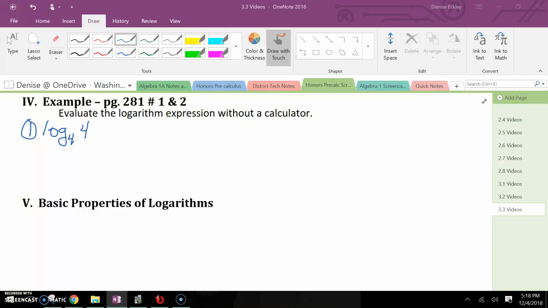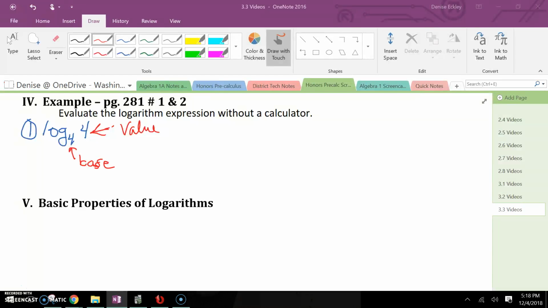So the first thing we have to understand is that the answer to any logarithm problem is the exponent that the base was raised to get the value, the bigger number there. So I'm just going to point that out real quick. The 4 that's lower right there, that's the base. The big 4 here, that's what I call the value. And what we're missing is the exponent.